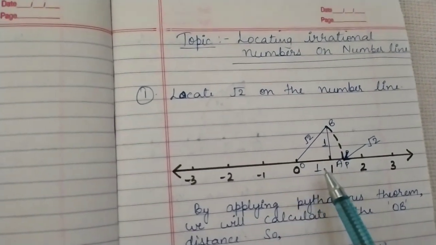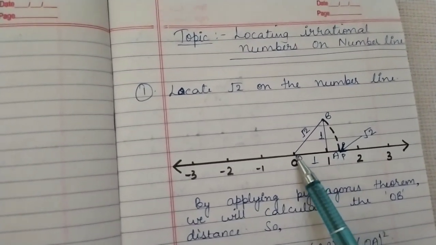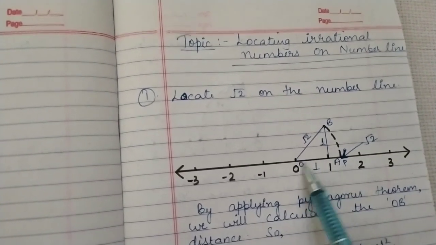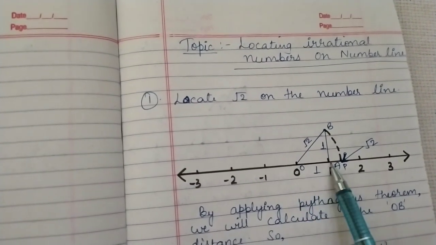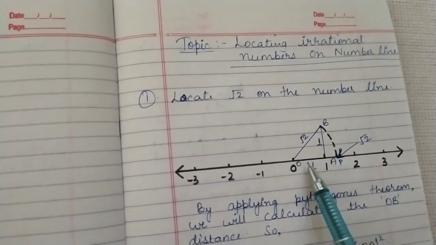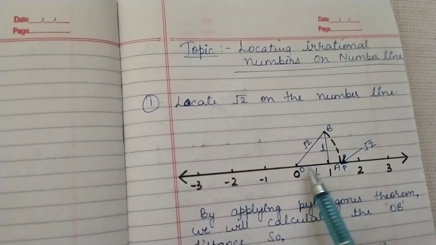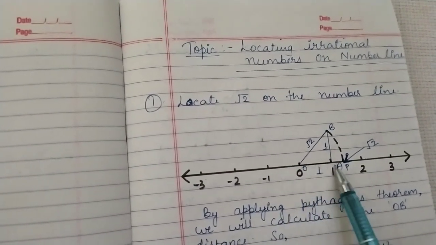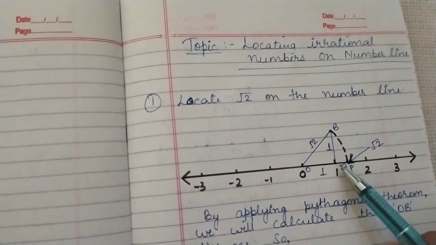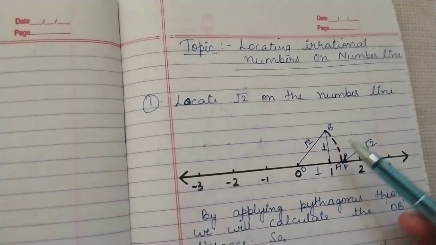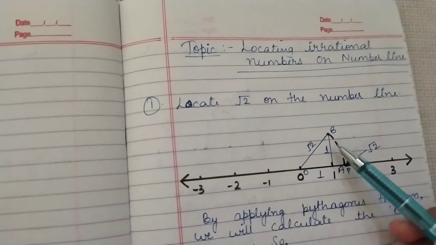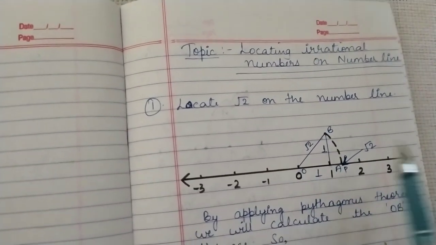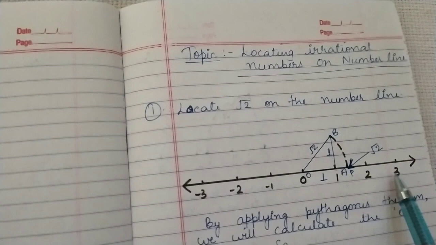Now we consider 0 to 1 as a 1 unit distance, and we have to make a line segment OA of 1 unit length. OA is a line segment of 1 unit length. And similarly we should make this AB line segment as well. This is also of 1 unit distance. So firstly we make this line segment, and we mention the numbers over here.